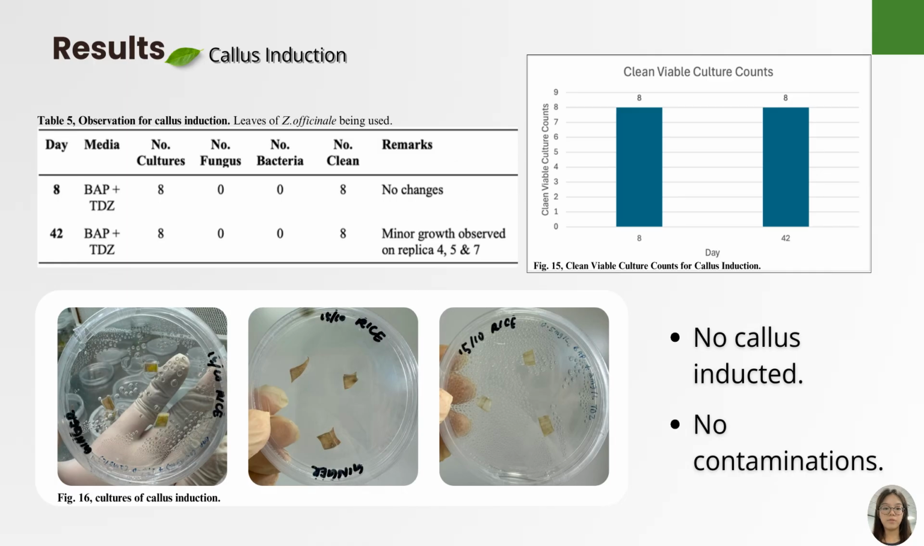Next is the observation of callus induction using the leaf of ginger, and there are a total of 8 replicates we had done. But at the end, no significant callus formation was observed, even though there are still some changes observed in the cultures, such as the decolorization of the leaf, and some leaf cuttings have shrunk. Besides, there is also no contamination that occurred.